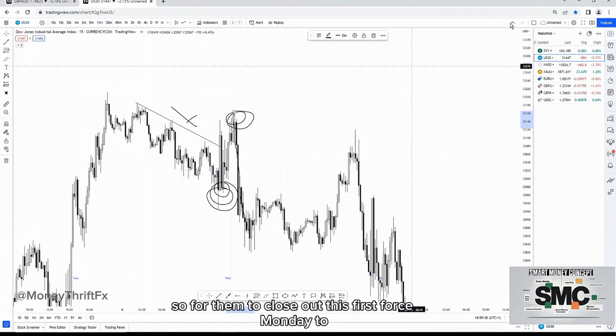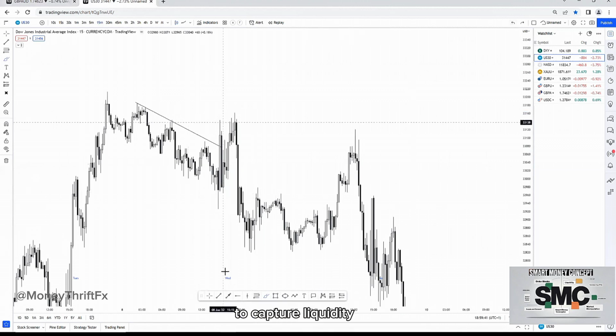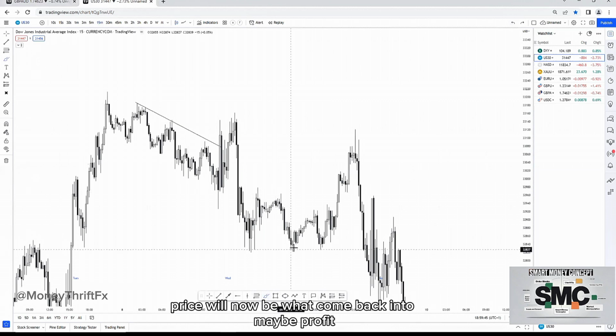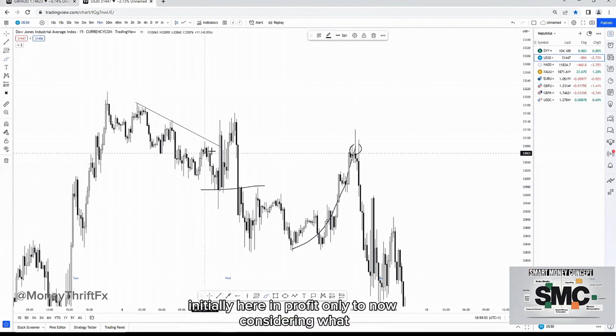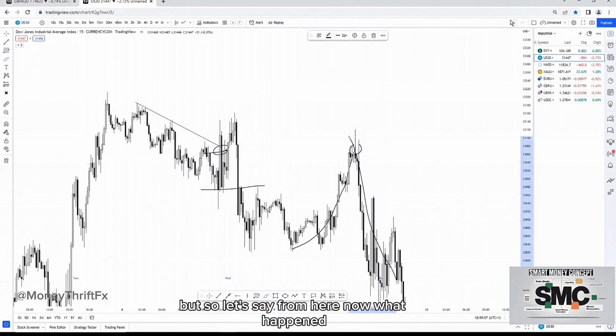So for them to close out this first forced move they took to capture liquidity, price will now come back into maybe profit. This is where they bought from. So price can now come back into a profit region. They can close this buy position initially here in profits, only to continue resuming their original buy.